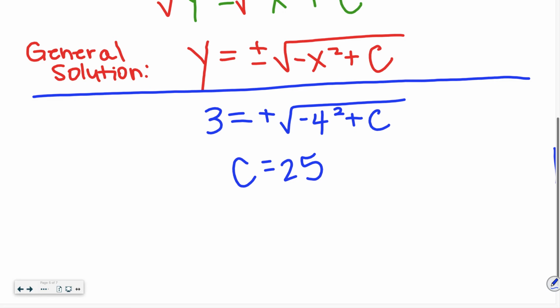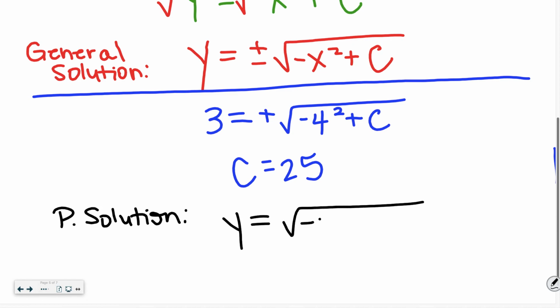25. So our particular solution... Obviously, my mind is confused. I'm not about to try to spell particular in front of all of you up here at the board. y equals positive radical negative x squared plus 25.